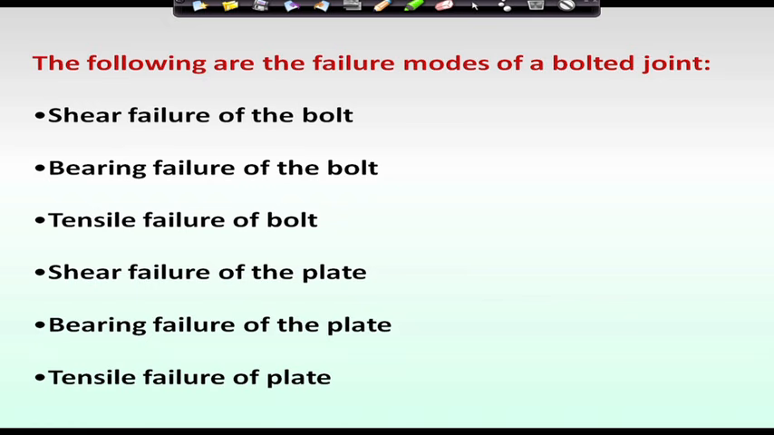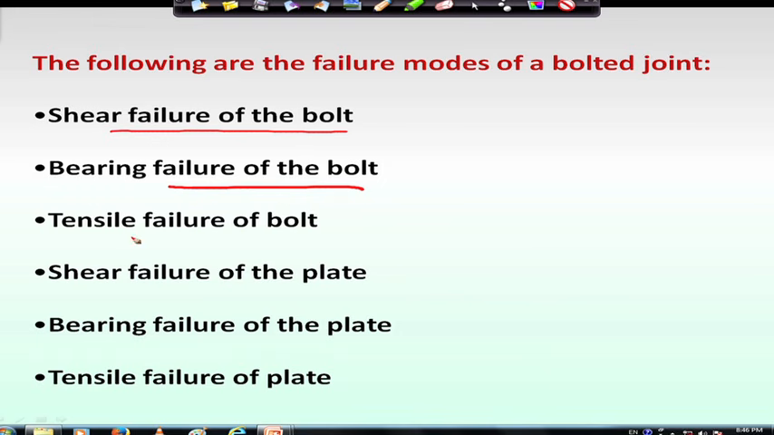One is shear failure of the bolt, then bearing failure of the bolt, another is tensile failure of the bolt. So, these three types of failure may come in case of a bolt. Similarly, the plate also exhibits shear failure, bearing failure and tensile failure. So, we have to see the different failures, and the least strength among the different failures will be the bolt strength. This is how we will calculate the bolt strength.